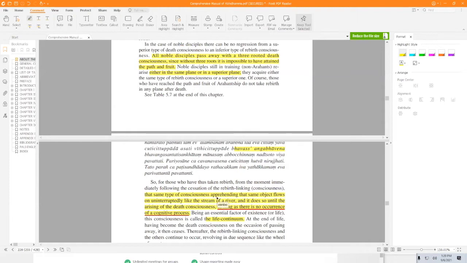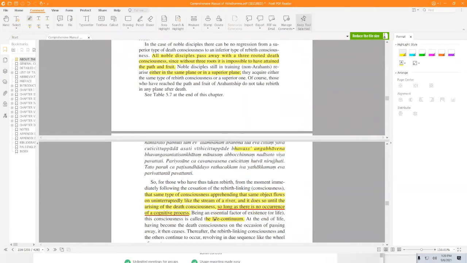So first, the rebirth consciousness arises just for one mind moment, and then that same type of citta will continue for a succession of cittas in the mode of the bhavanga. And then, as long as there is no occurrence of an active cognitive process, the bhavanga will flow on like the stream of a river until the occurrence of the death consciousness.